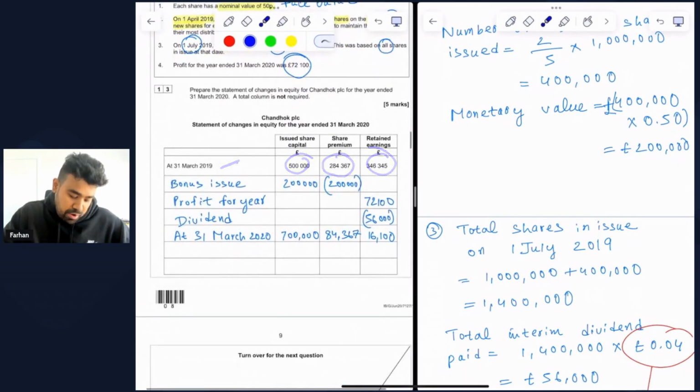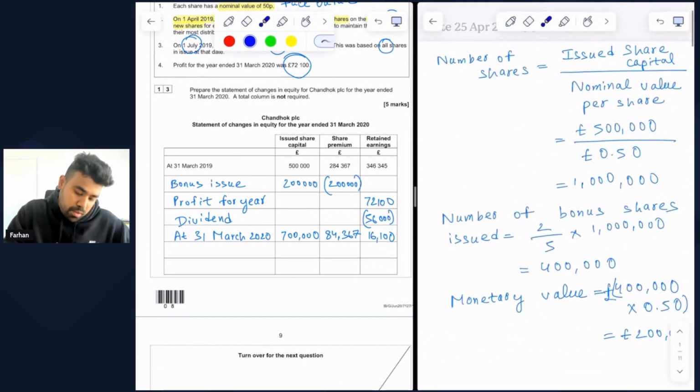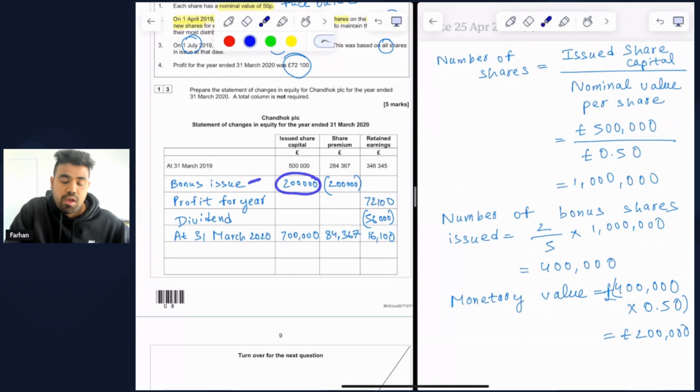Okay, now during the year, based on our first set of workings, we know that we had issued bonus shares, and the monetary value for those bonus shares that we have issued was 200,000 pounds. So that is why in the description section, I'm writing bonus issue, and under the column of issued share capital, we are writing 200,000 pounds. Also, you will see that in the share premium column, I have written 200,000 pounds, but as a negative.